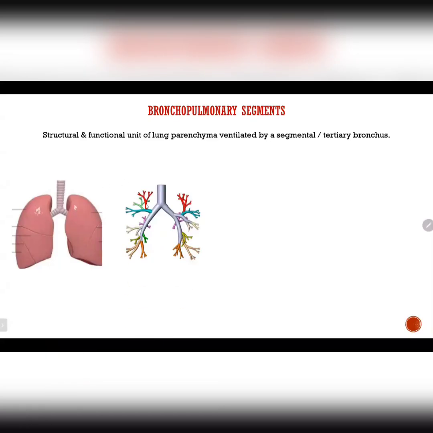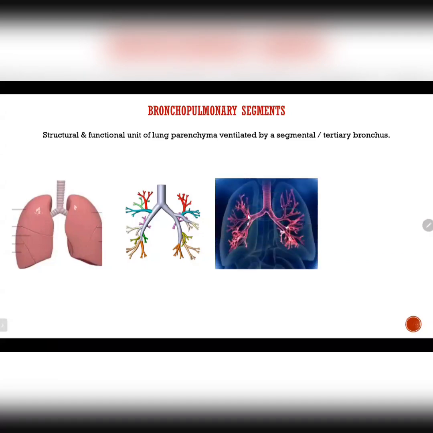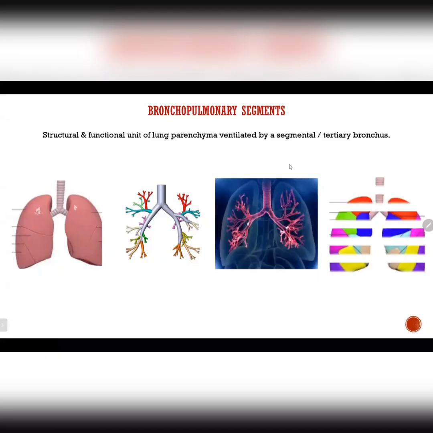So this is the trachea dividing into the principal bronchi. And finally, this is the tertiary bronchus. So each color is 1 tertiary bronchus. You have to imagine that each of these tertiary bronchi will be supplying 1 segment of the lung. So that is how the lung is divided into different bronchopulmonary segments. 1 segment of lung which is aerated by 1 tertiary bronchus.